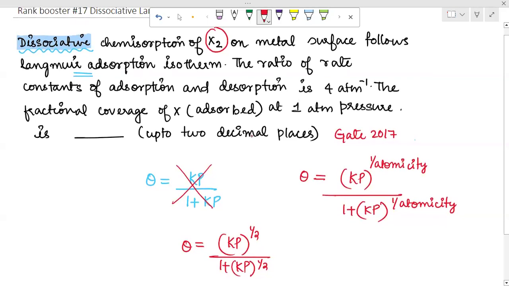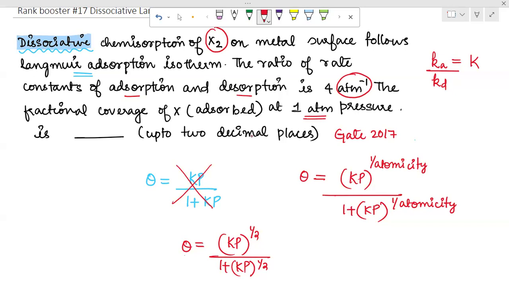Okay, now let's see what the question says. Dissociative chemisorption of X2 on metal surface follows the Langmuir adsorption isotherm. The ratio of the rate constants of adsorption and desorption. Now this is again something that checks your concept. The ratio of the rate constants corresponding to adsorption and desorption corresponds to the Langmuir adsorption coefficient capital K. You can understand it by looking at the units. See, it is pressure inverse. And the value is given as 4. The fractional coverage of X at 1 atm pressure is.